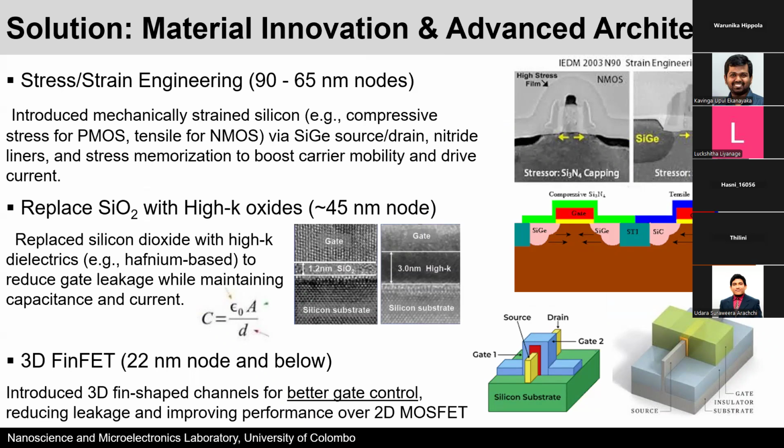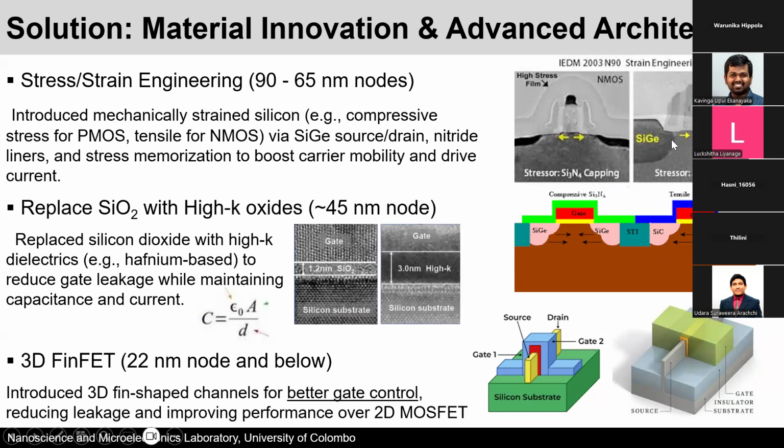The first solution actually came from Intel to get higher current. What they actually did, from the 90 to 65 nanometer nodes, was introduce stress and strain engineering. For example, in PMOS transistors, if you want to get higher currents, then you can get less delay and higher performance. What they did was introduce silicon germanium into the source and drain.